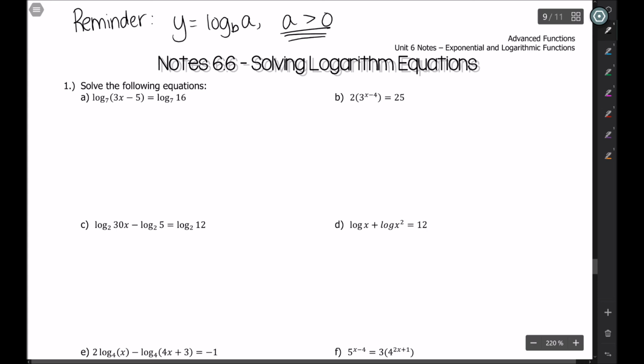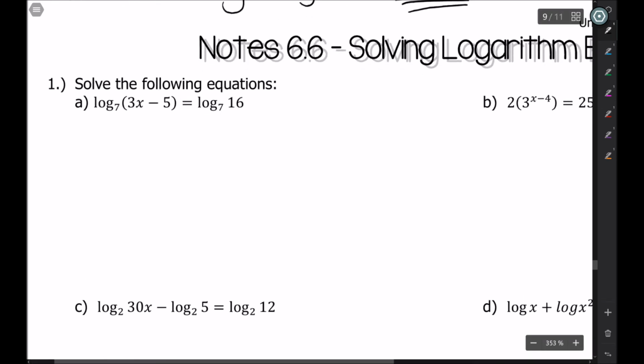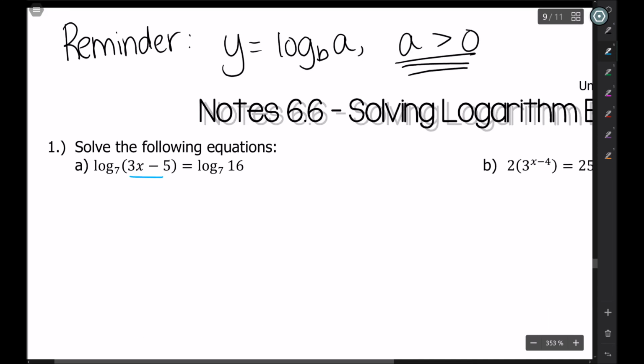So let's apply this to question number 1. Number 1 says solve the following equations. In A, it says log base 7 of 3x minus 5 is equal to log base 7 of 16. The first thing I need to do is say that this 3x minus 5 has to be bigger than 0 so I can know what my restrictions are, because knowing my restrictions is going to be really important when we're looking for extraneous solutions. So 3x is greater than 5, which means x is greater than 5/3. My restriction is x has to be greater than 5/3.